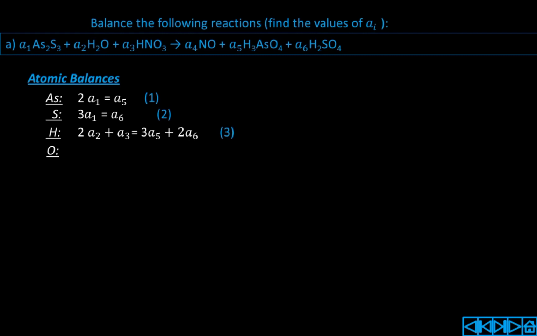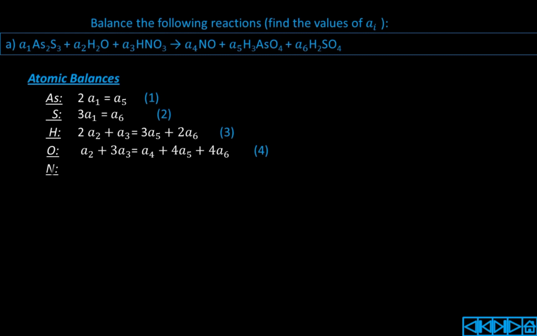All you have to do is write the atomic balance for each of the atoms. So the next turn is for oxygen. We have one atom of oxygen for stoichiometric coefficient A2, and we have three atoms of oxygen for stoichiometric coefficient A3. And now the turn is for the product. We equate the equation, and now we have one atom of oxygen in the stoichiometric coefficient A4, and we have four atoms of oxygen for the stoichiometric coefficient A5, and four oxygen atoms for the stoichiometric coefficient A6. So we call it equation number 4.